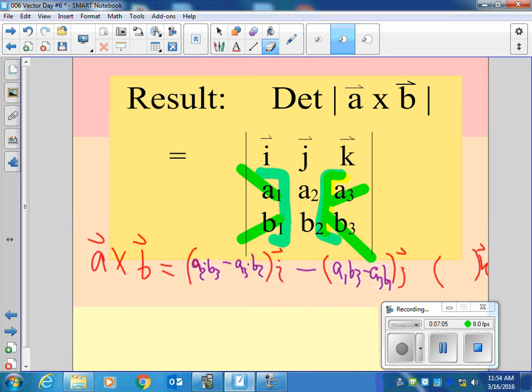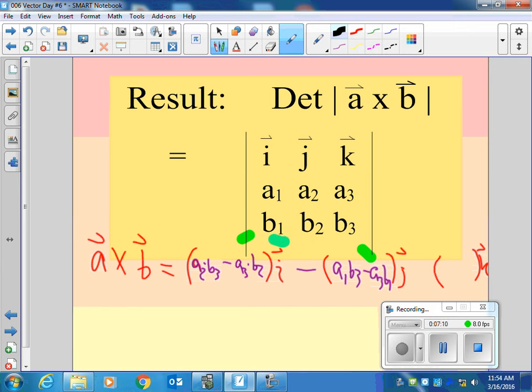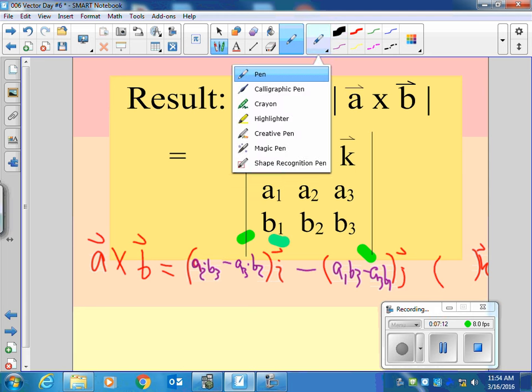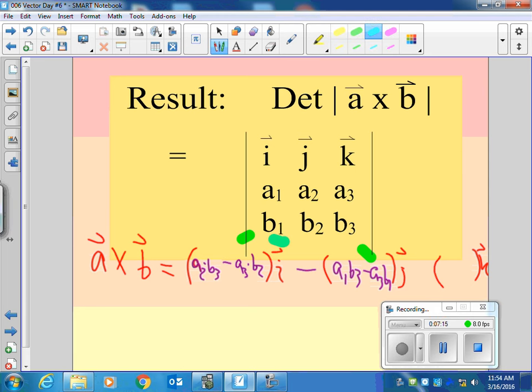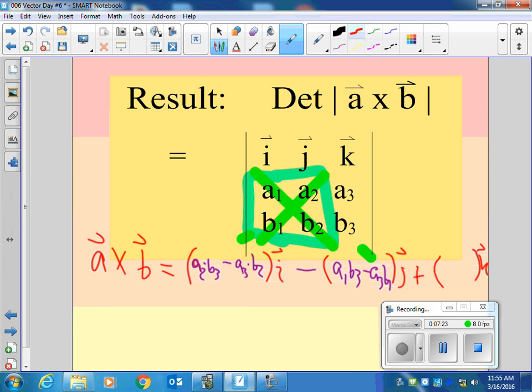Then the last one is going to be covering up underneath the K, and then you just do the box right here. And this is going to be A1, B2, minus A2, B1. And this will be plus. So it's A1, B2, minus A2, B1.